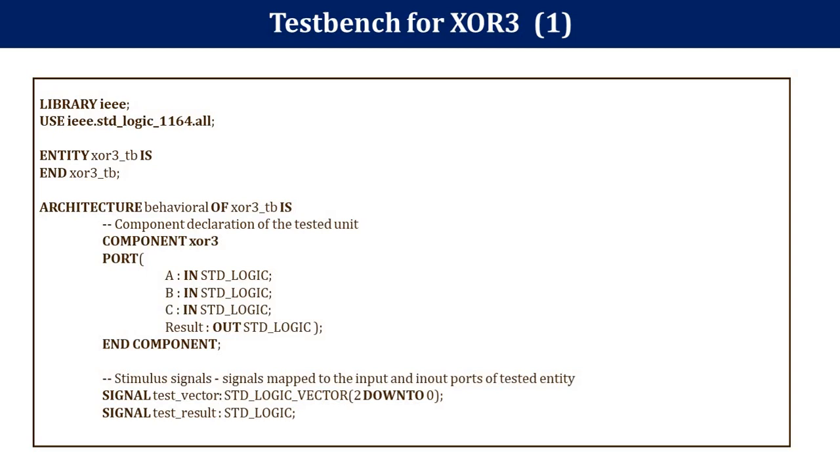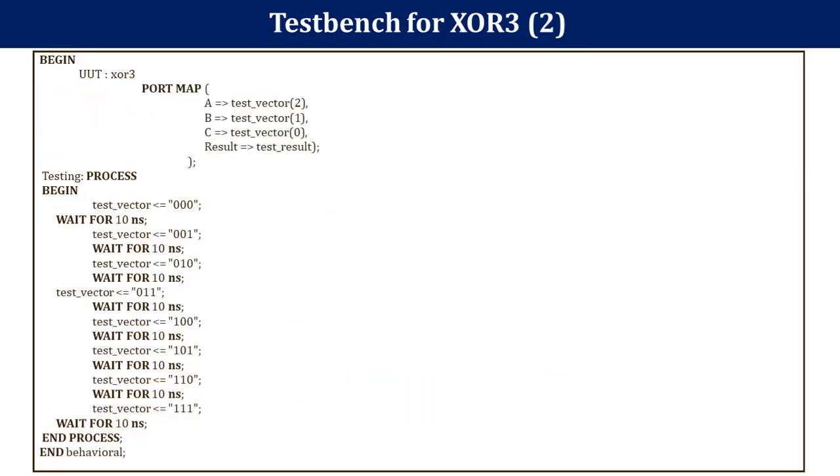Then signal test result, it is used to connect with the output result. It is of the type std_logic. After that, begin. Here we have to provide the port mapping. Begin. Label UUT, that is optional.